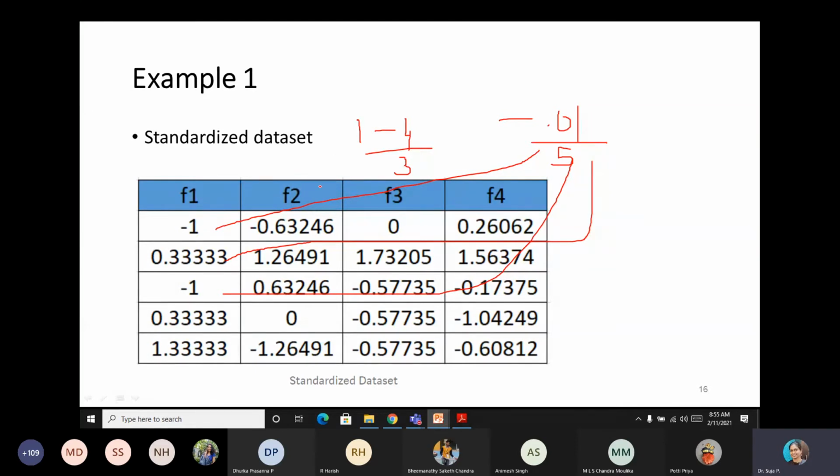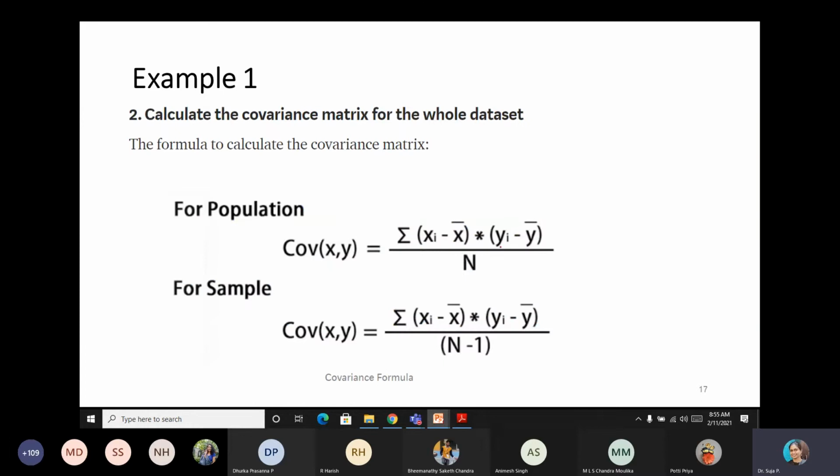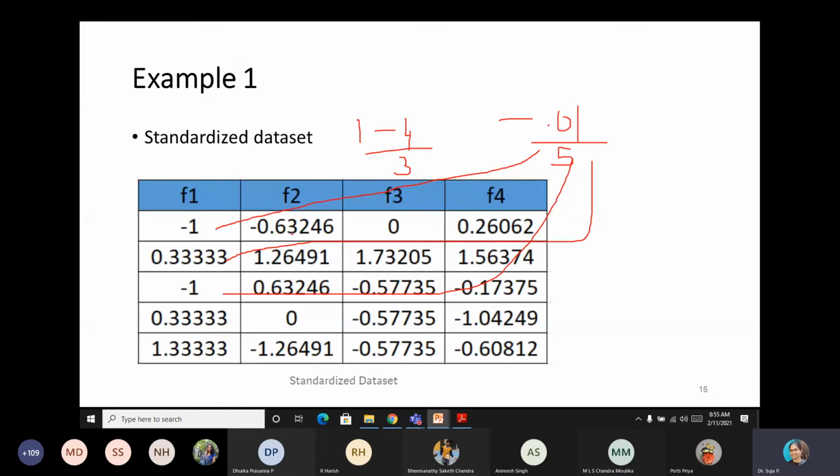Similarly, the mean of F2 will be 0 because the minus 0.63 and plus 0.63 will get cancelled, and 1.26 and minus 1.26 will get cancelled. So the mean of F2 will be 0. But you will still have to find the covariance, where yi minus y bar is there. So in that case, you will have 0.63 minus 0, 1.26 minus 0, and so on. So what you have to do is take this minus 1 and this 0.01 by 5 minus 2, this value.